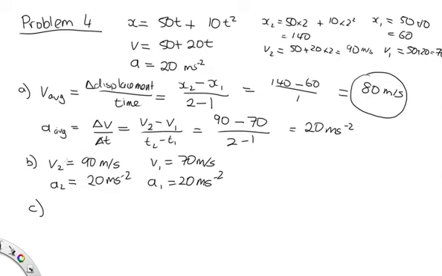Now, the velocity is greater at time 2. As we can see, this is accelerating, so it's getting faster. We'd expect the velocity to be greater then as the time progresses. So at a later time, the velocity is always going to be larger. And with the acceleration, as it has a constant acceleration, this acceleration and this acceleration are going to be the same. We would have made a mistake if they were not. So that's the answer to problem 4.